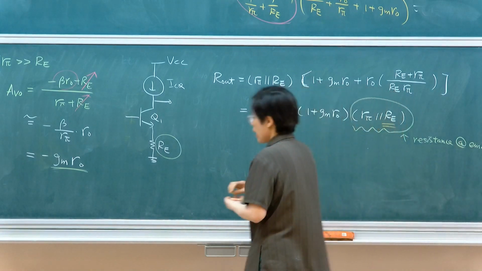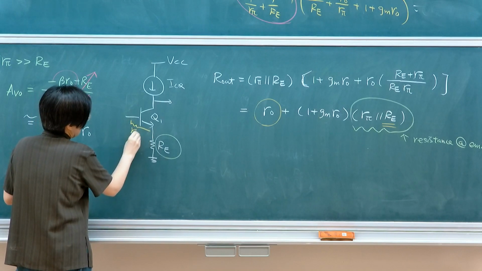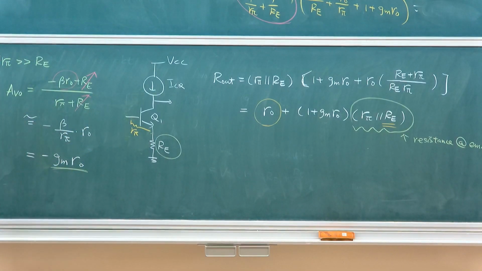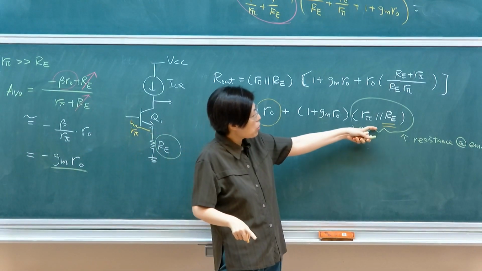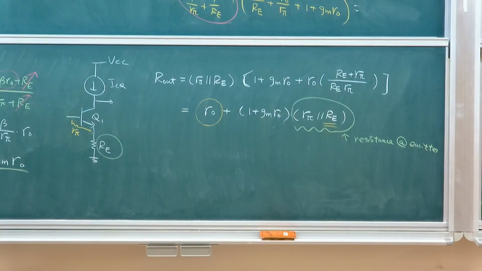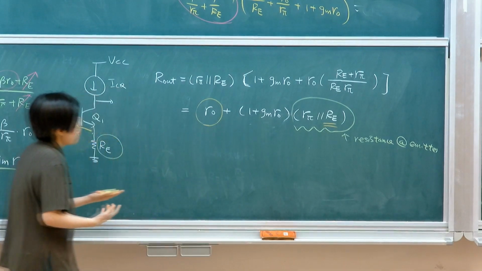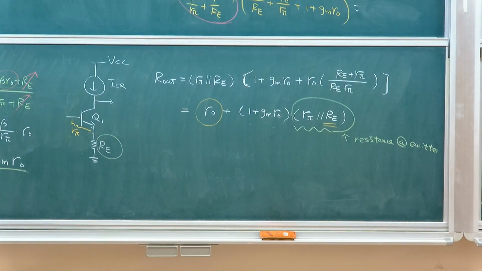If you're looking down, it's RE, looking up is R pi. So these two are in parallel. When we test it, you see the two resistances in parallel. So that's the emitter resistance, the resistance you can see at the emitter terminal. And at this particular emitter terminal, it will be boosted or amplified by a negative feedback structure. So then it will boost it by 1 plus GMR. Okay, so what does this output resistance result suggest?